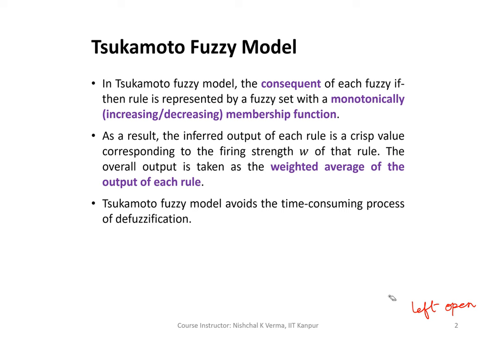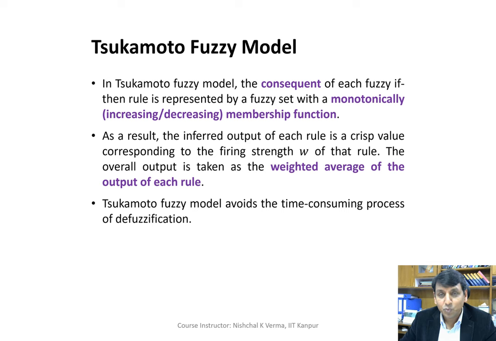And here, as I mentioned, the consequent part of the fuzzy rule is fuzzy. Like in the case of the Mamdani fuzzy model and the Larsen fuzzy model, the Tsukamoto fuzzy model also has fuzzy rules of the type where the premise part is fuzzy and the consequent part is also fuzzy. So, this has to be noted very clearly.